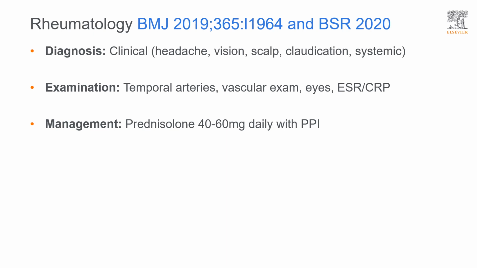The reason why it's so important to examine the eyes is that if it affects the central retinal arteries, then it can cause partial or complete loss of vision, or even diplopia in some cases. Scalp tenderness is useful to note, and jaw or tongue claudication is important, and that happens in around a third of cases. When chewing, you get this pain in the jaw and tongue, which is due to ischemia in the masseter muscles.